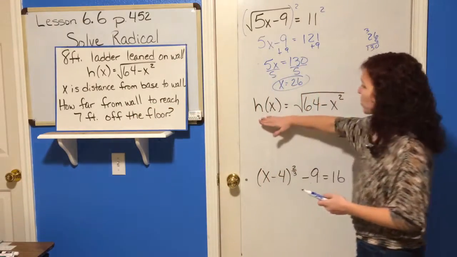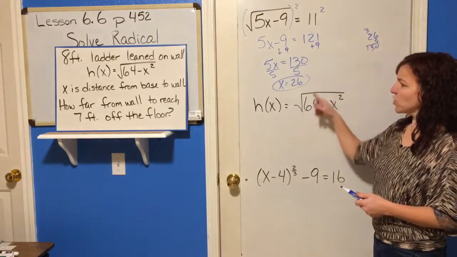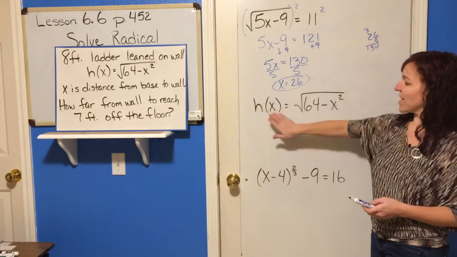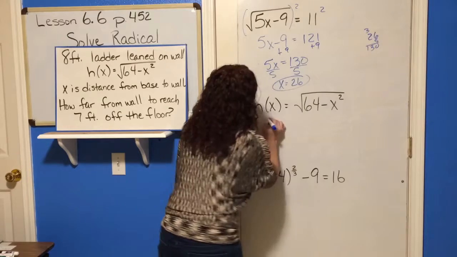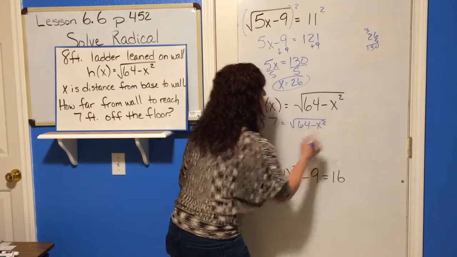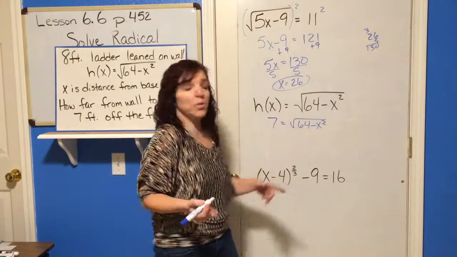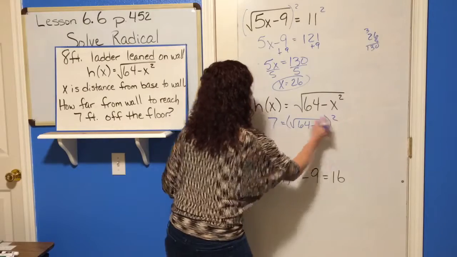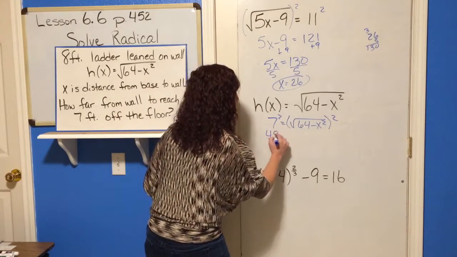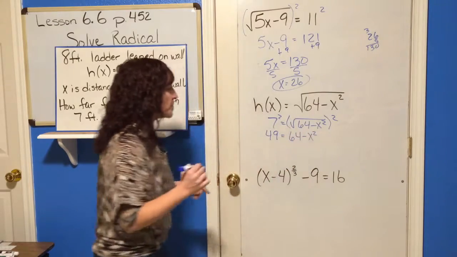All right, so here's our equation. The height equals the square root of 64 minus x squared. I want to be 7 foot off the floor, so that's this distance. So 7 equals the square root of 64 minus x squared. The radical is already by itself, so to get rid of it, you're just going to square both sides. 7 times 7 is 49 equals 64 minus x squared.